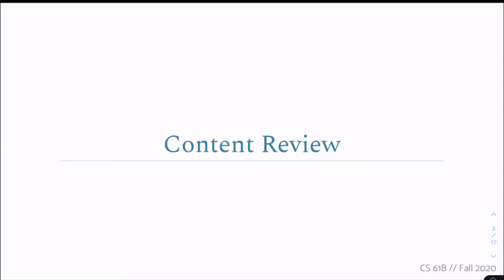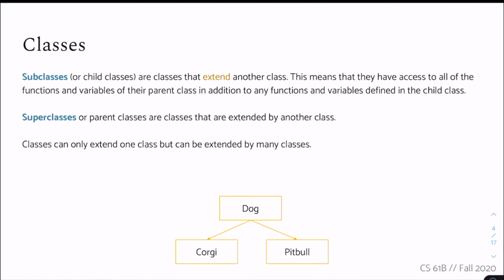So let's get into some content review. We've already talked about classes in discussion a couple times in the past, and so now we're going to talk about how classes relate to each other. Firstly, subclasses are classes that extend another class. So in this case, Pitbull and Corgi are subclasses of dog.